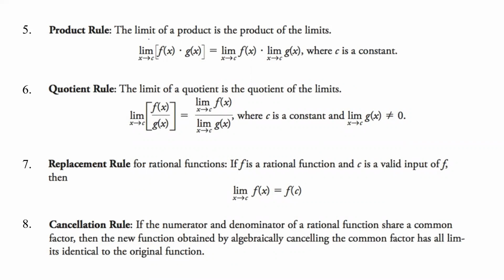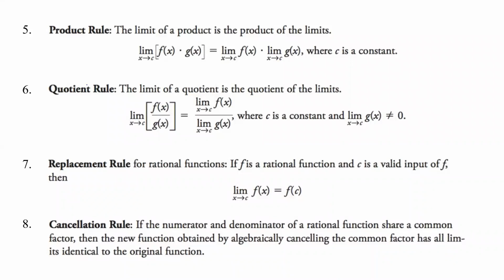The next one's the product rule. The limit of a product is the product of the limits. So if we have the limit as x approaches c of f of x times g of x, we can just split that into the product of the limit of f of x as x approaches c times the limit of g of x as x approaches c.